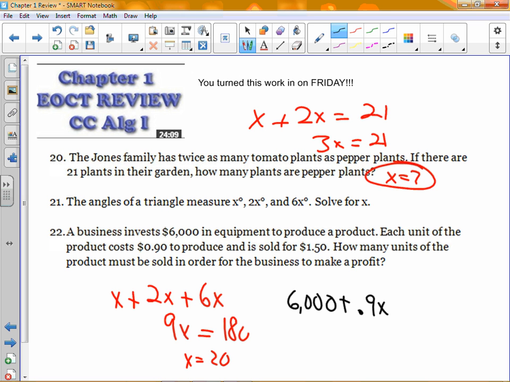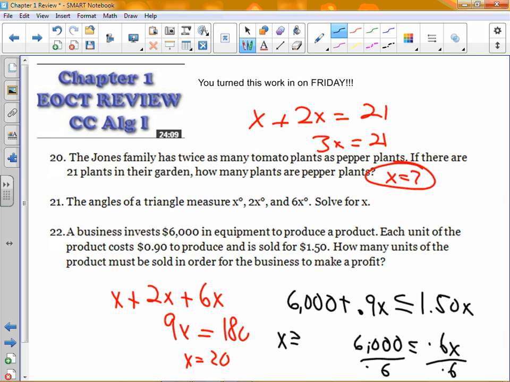For me to make money, I gotta sell more than this amount. So this amount right here has to be less than or equal to whatever $1.50x is, and then I'm making money. So there's my problem. How do I solve that equation? Subtract 0.9x, and I get 6,000 is less than or equal to 0.6x. Divide both sides by 0.6, and you should get x is greater than or equal to, I believe that's 10,000.